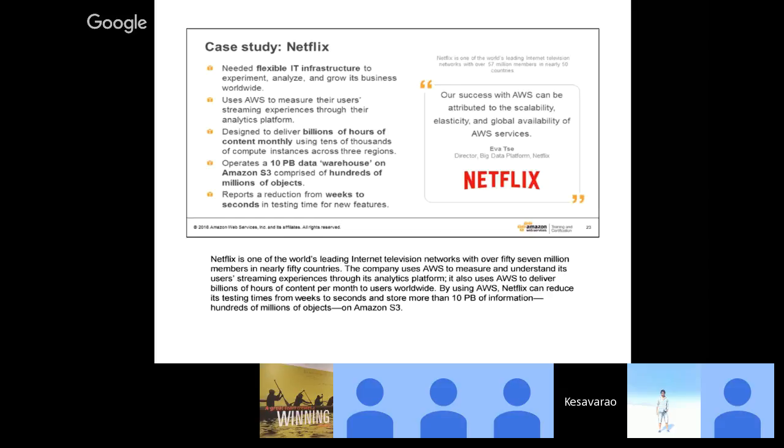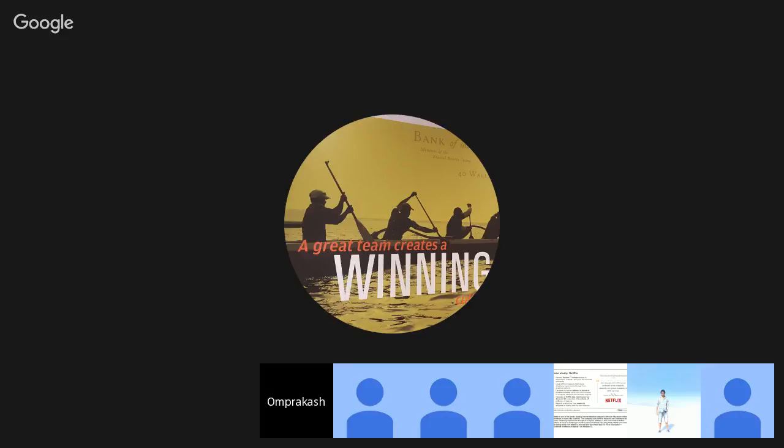And they have to deliver billions of hours of content monthly, which is going to take so much cost. So they have to find the best platform for that. And it operates with a 10 petabyte data warehouse, with S3 comprising a lot of objects there. So yeah, basically all the standard needs, but Netflix is using them very efficiently.